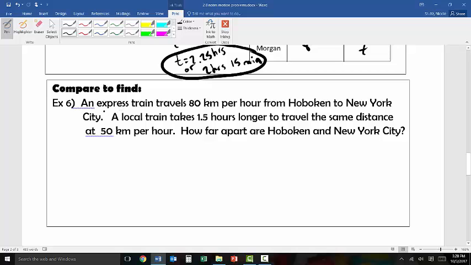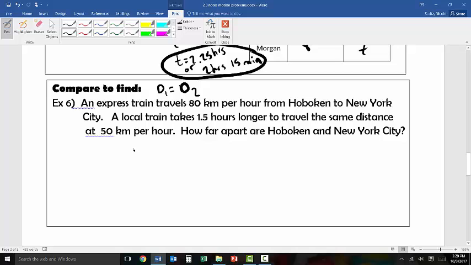So the next problem says an express train travels 80 kilometers per hour from Hoboken to New York City. A local train takes 1.5 hours longer to travel the same distance at 50 kilometers per hour. How far apart are the cities? So basically, we're talking about two different trains. They're both traveling the same distance, but they're going at their own speeds. So I call this compare to find, but it's set up just like a catching up problem. So we want to know when their distances will be equal.